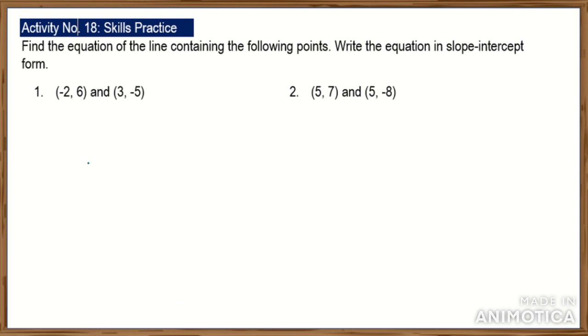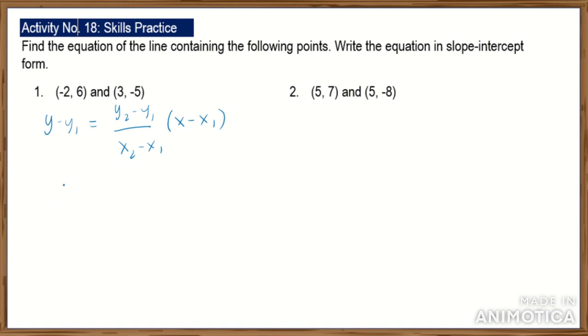So, let's check. For item number 1, we can just make use of the two-point slope form where the slope is explicitly written. So, we have here y minus y sub 1 is equal to the slope y sub 2 minus y sub 1 over x sub 2 minus x sub 1 times x minus x sub 1. Or you may just simply use the equation y minus y sub 1 equals m times x minus x sub 1, where you're going to determine first the slope before substituting it in the equation.